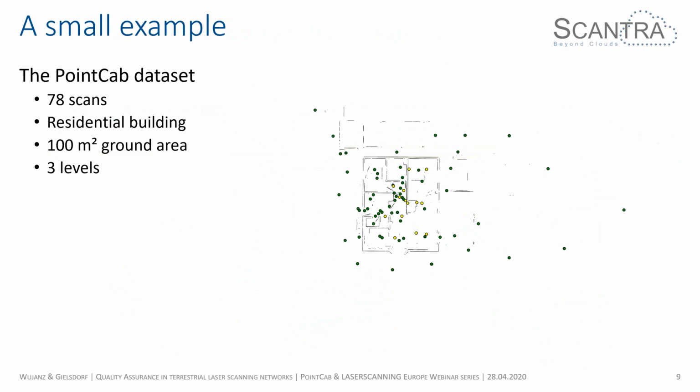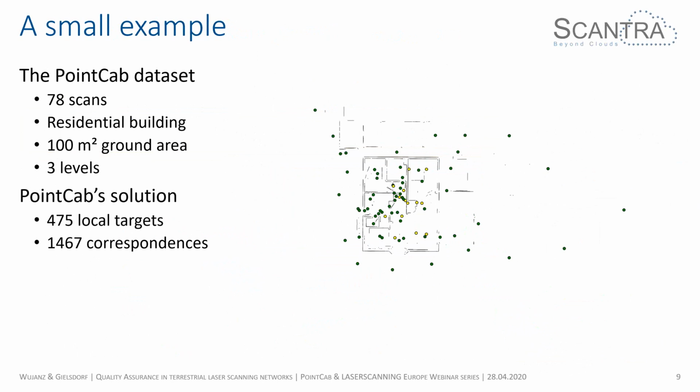So this is a data set that Martin and Richard actually showed 2 weeks ago. I'm referring to this as the point cap data set. We have 78 scans. It's a residential building, roughly 100 square meters of ground area, and spans over 3 levels. They processed it by using artificial targets they brought into the scene. They had 457 target locations, about 1,500 correspondences. This is how they processed it.